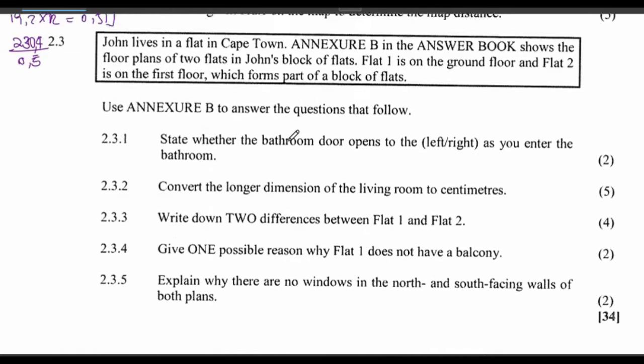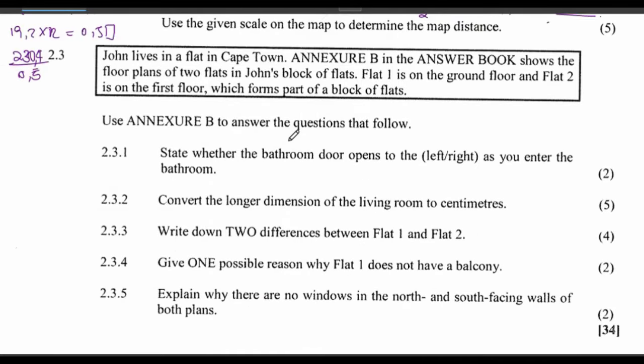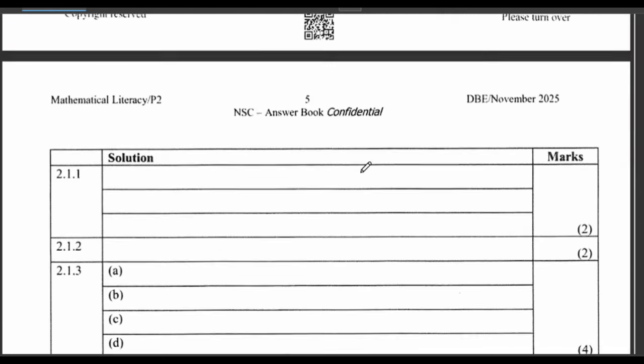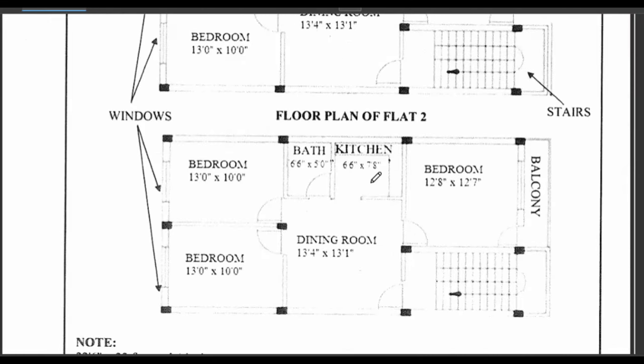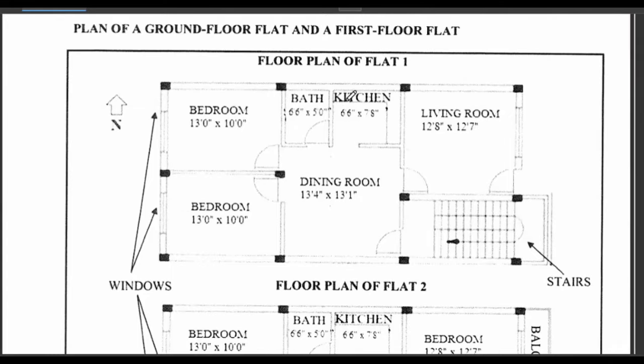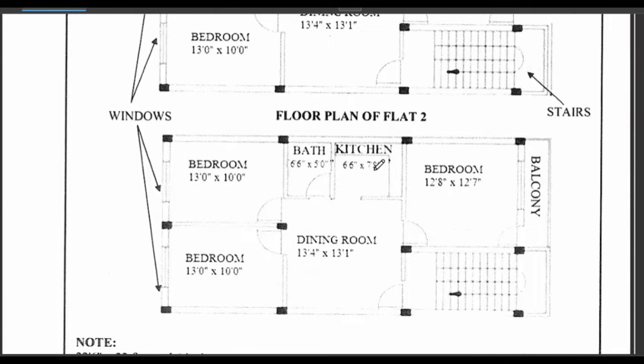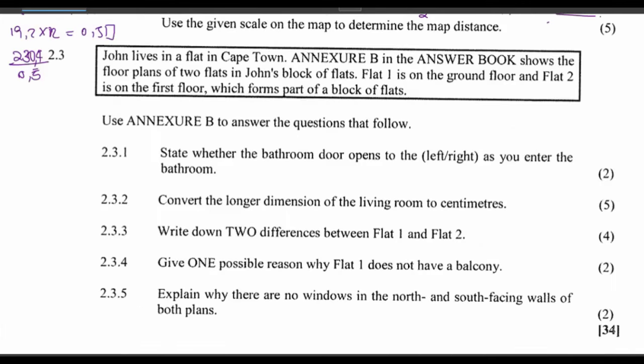Let's look at question number 2.3. John lives in a flat in Cape Town. Annexure B in the answer book shows the floor plans of the two flats in John's block of flats. Flat 1 is on the ground floor and flat 2 is on the first floor, which forms part of a block of flats. Okay, let's go there and we see what they're talking about. It looks like this: ground floor and the first floor.